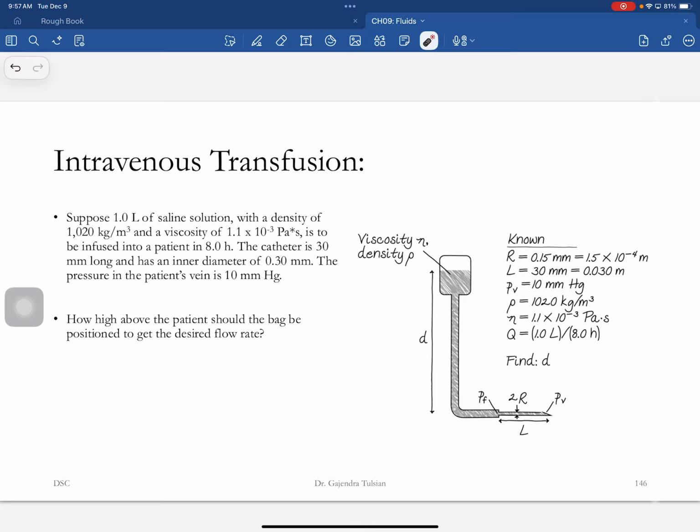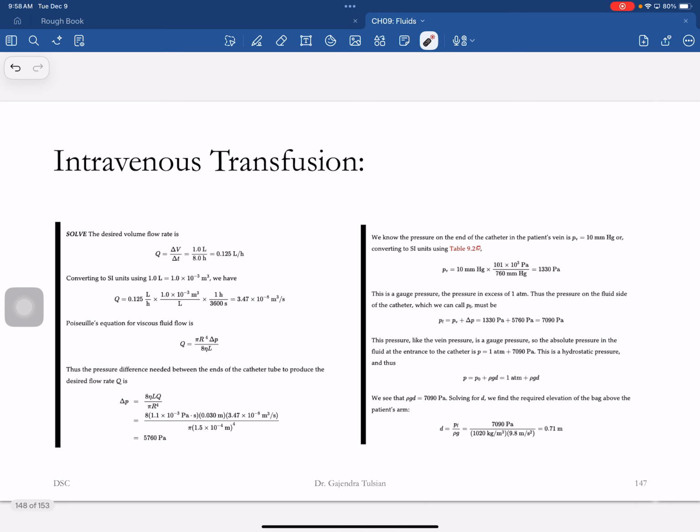Okay. So suppose 1 liter of saline solution, with this density and viscosity, is to be infused in a patient in 8 hours. So you're giving 1 liter of saline, this bottle here is a liter. You're going to give that much saline in 8 hours. Okay. So we'll first calculate the flow rate, and we'll calculate the pressure difference you have to have across the needle. So the flow rate is 1 liter in 8 hours.